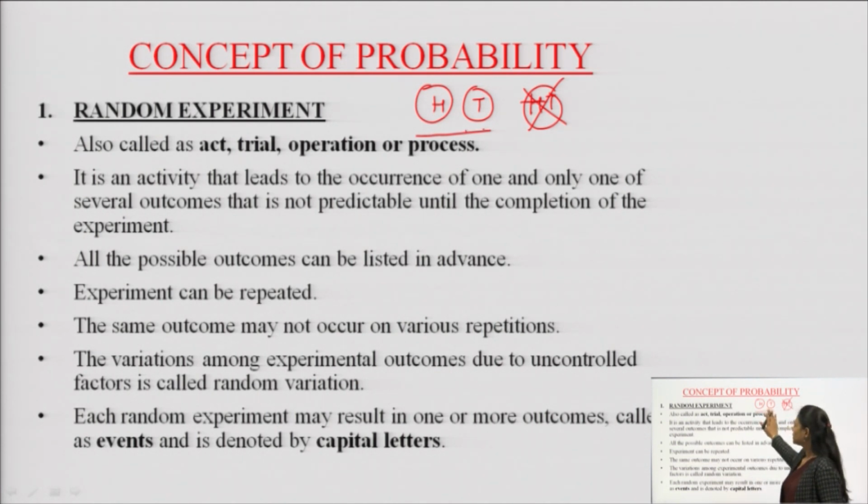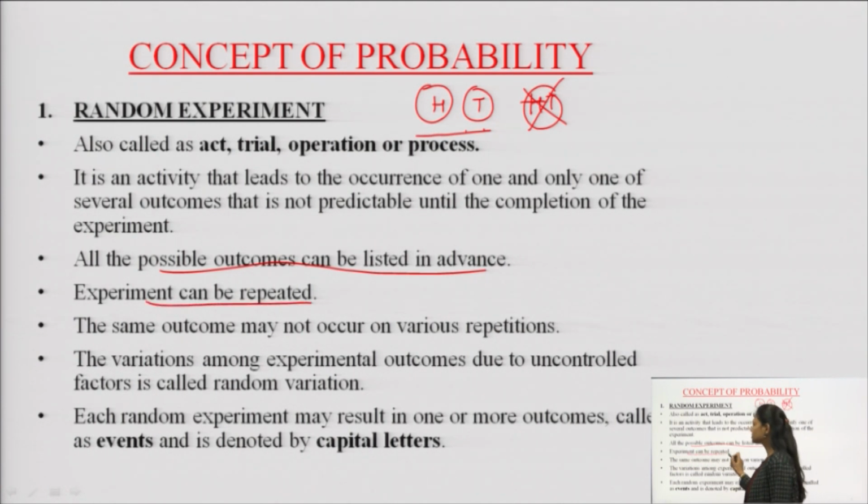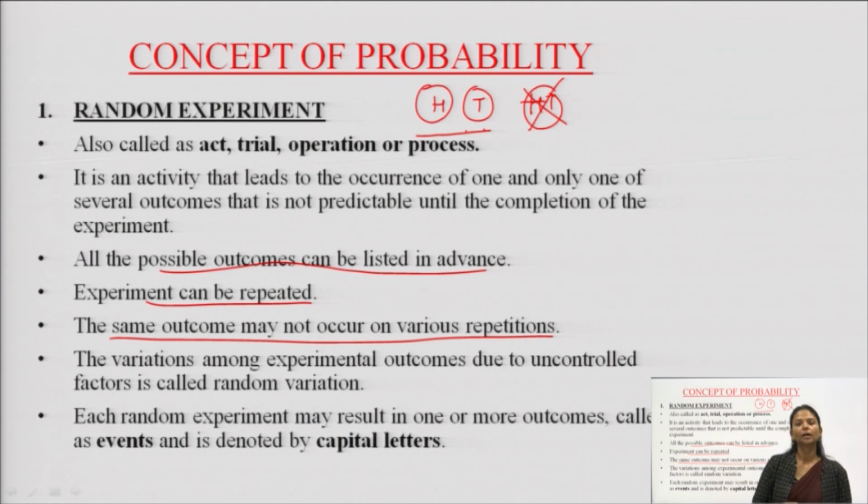These are the random experiments which we are doing, and they can be repeated. For example, if I toss a coin and I get a head, but I wanted a tail, I can just repeat it. So, all the possible outcomes can be listed in advance, that is the first thing, and second, the tossing of the coin can be repeated in order to get what I wish. The same outcome may or may not occur when I am repeating it. For example, if the first time I toss the coin it comes out to be head, it is not necessary that when I toss the coin again it comes out to be head, it could be tail as well.